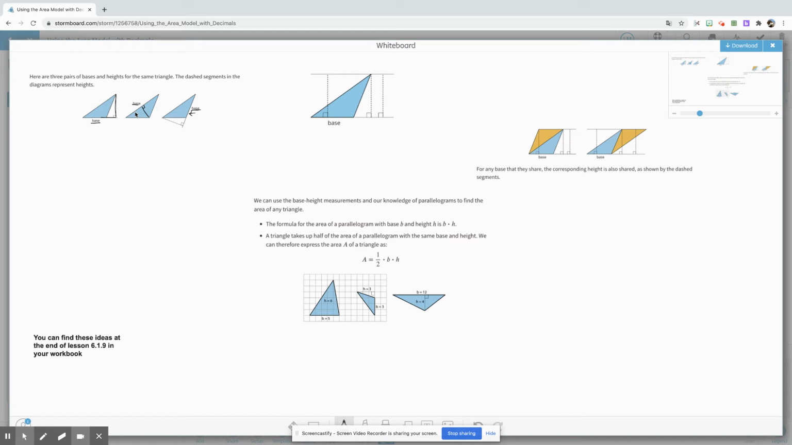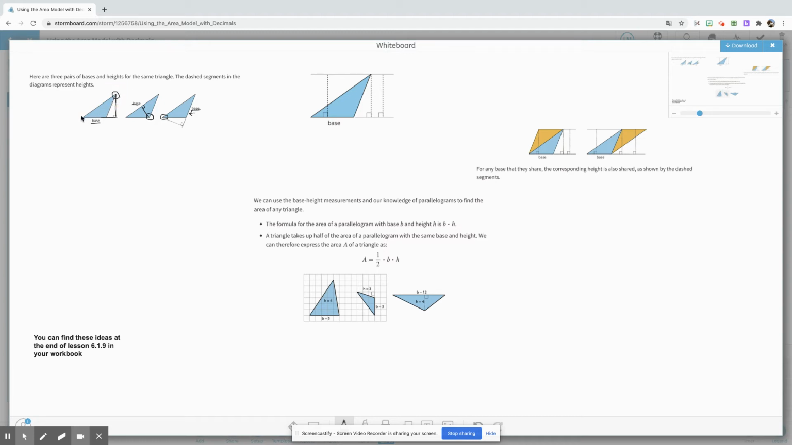So you might want to remember that the height is the length of a perpendicular segment from the base to the vertex opposite. The opposite vertex is the one that is not an endpoint of the base. So here, this would be the opposite vertex. Here, this is the opposite vertex. And here, this is the opposite vertex.